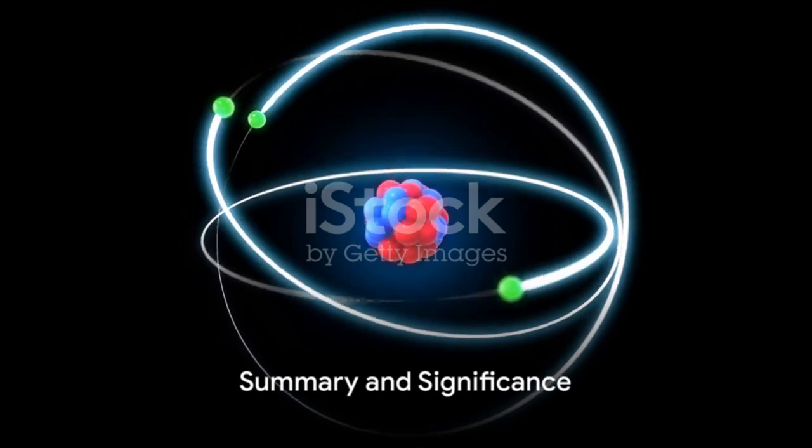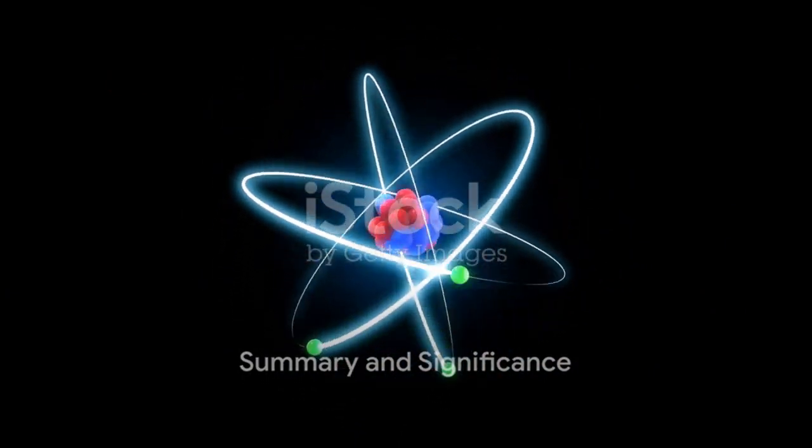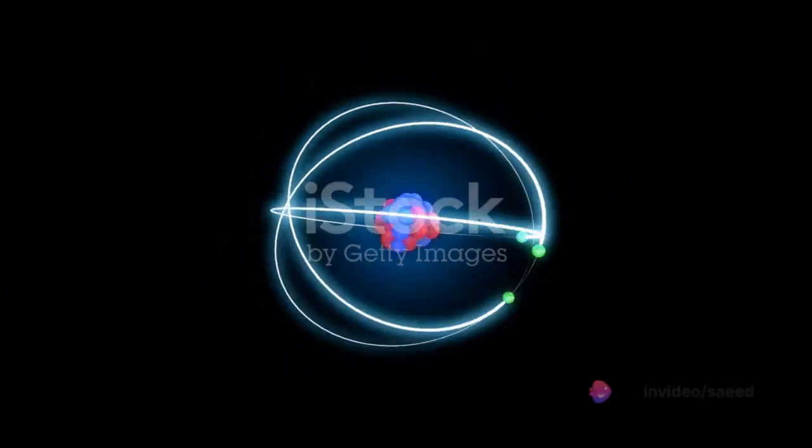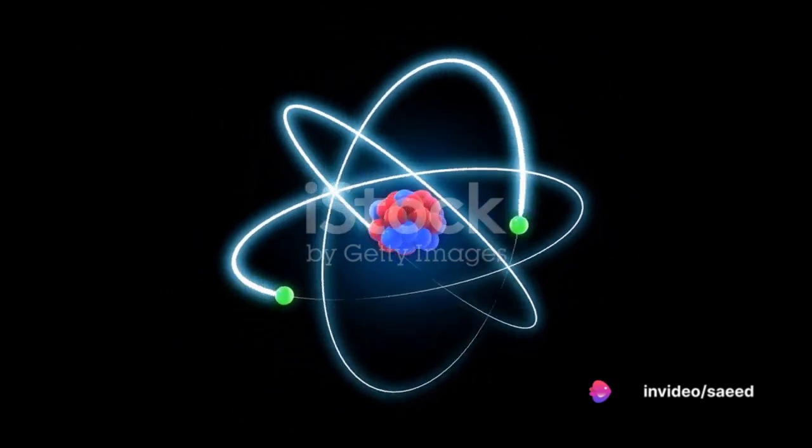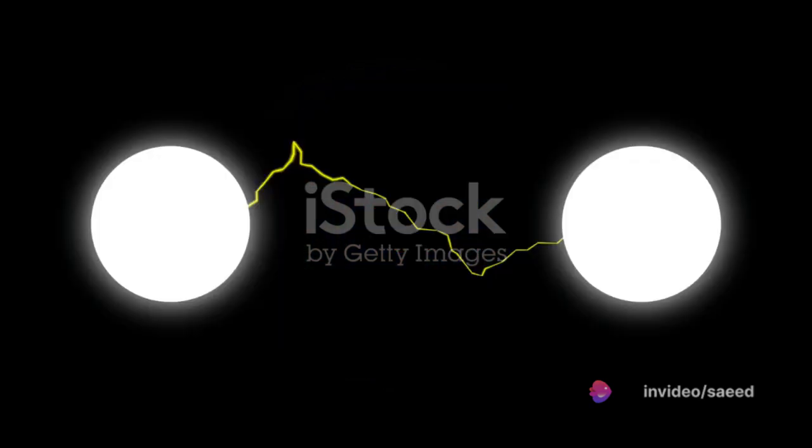So, to sum it up, the Bohr atomic theory helps us understand how electrons exist within atoms and how they can become free. These free electrons in a conductor move randomly until a potential difference is applied. This causes the electrons to move in a specific direction, creating an electric current.